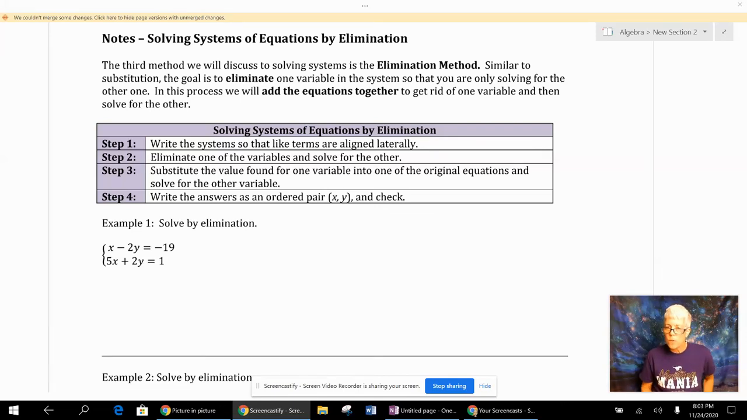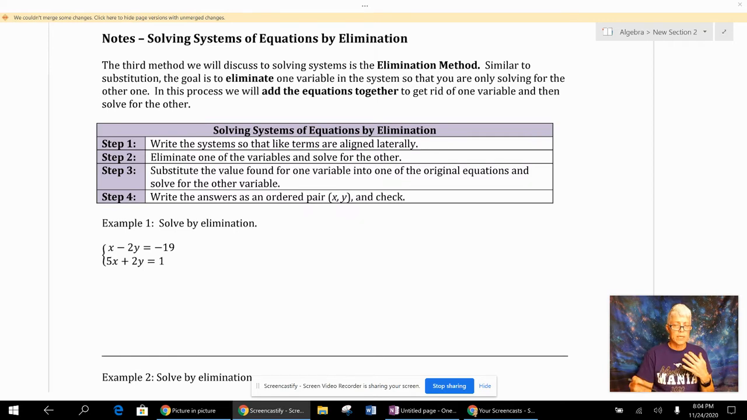So here we go again with systems of equations. We learned how to create equations, and then we learned how to solve through graphing, and then we learned how to solve through substitution, and now we're going to learn our final method, which is to solve through elimination. So let's get started. First off, of course, we know what the systems are going to look like.